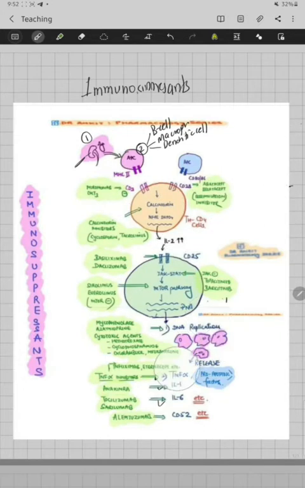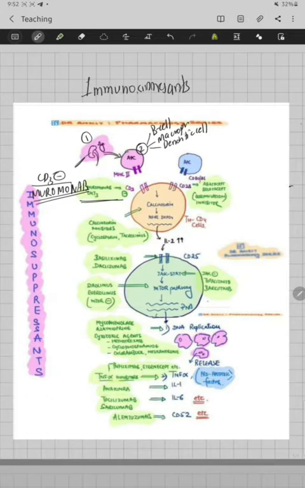So first we have this CD3 inhibitor, that is muromonab. It's a first generation monoclonal antibody against CD3.